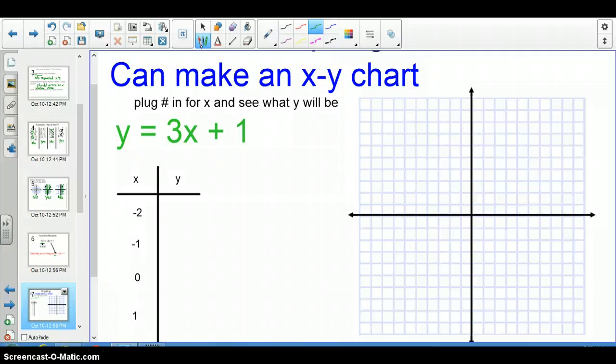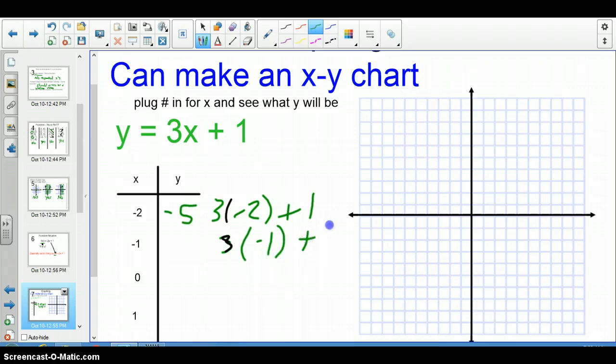So 3 times -2 plus 1. 3 times -2 is -6. -6 plus 1 is -5. Then I do the same thing for -1. 3 times -1 is -3 plus 1 is -2. You plug 0 in. 0 times 3 is 0 plus 1 is 1.